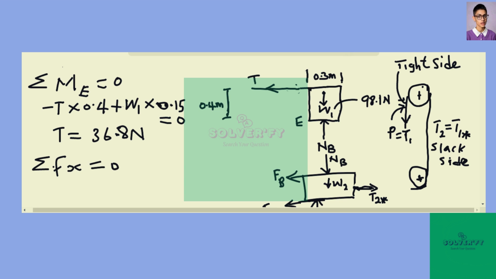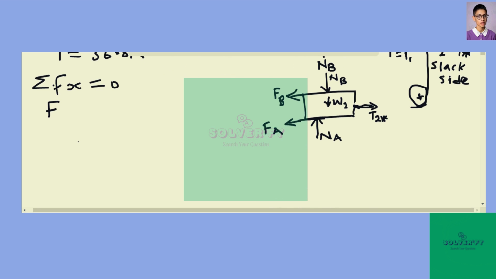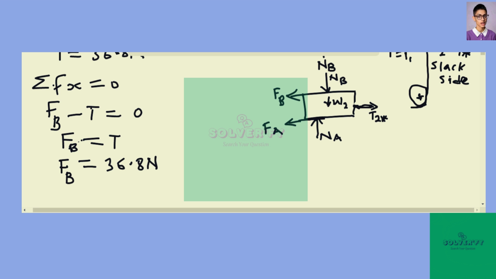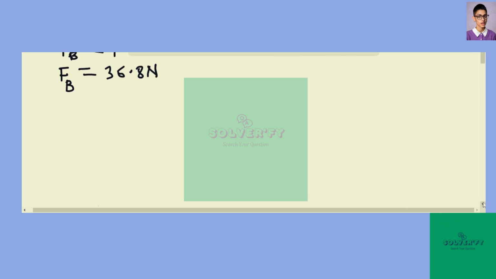Now consider the summation of forces in the horizontal direction. We have the frictional force at B minus T, the tension going to the left, equal to 0. This gives us FB equal to T, and we know the tension to be 36.8, therefore FB is equal to 36.8 Newton as well.